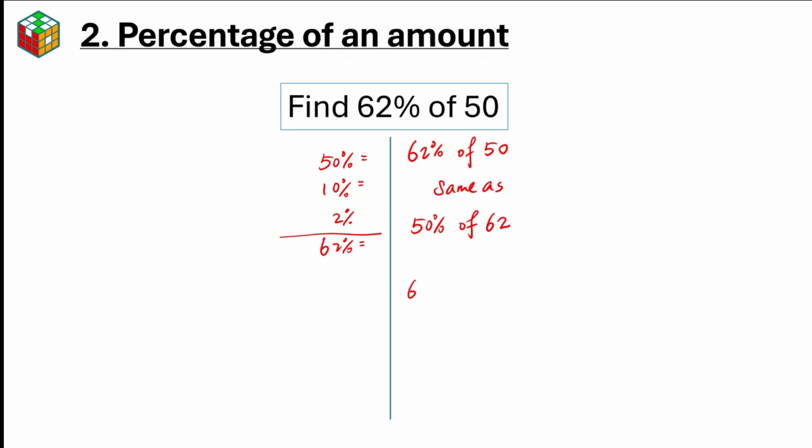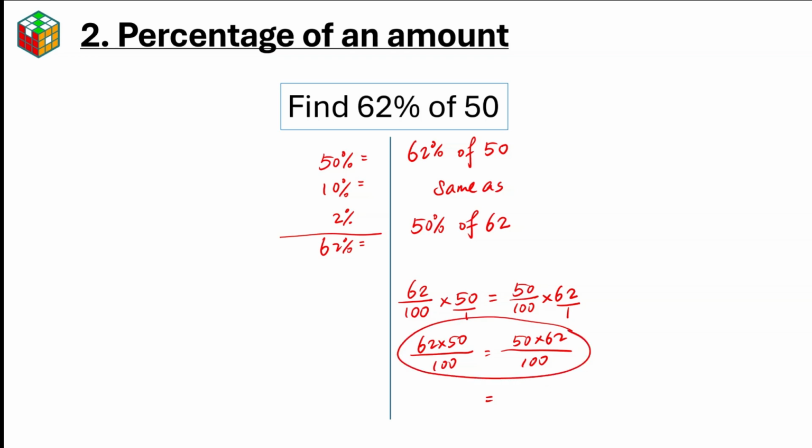Because I know fraction, 62 out of 100 times 50 is the same as 50 out of 100 times 62. Because I can write it as over 1, 62 times 50 over 100 equals 50 times 62 over 100. These two are basically the same. By using this piece of knowledge, I know I'm going to find 50% of 62. 50% means half of 62, so the answer is 31.